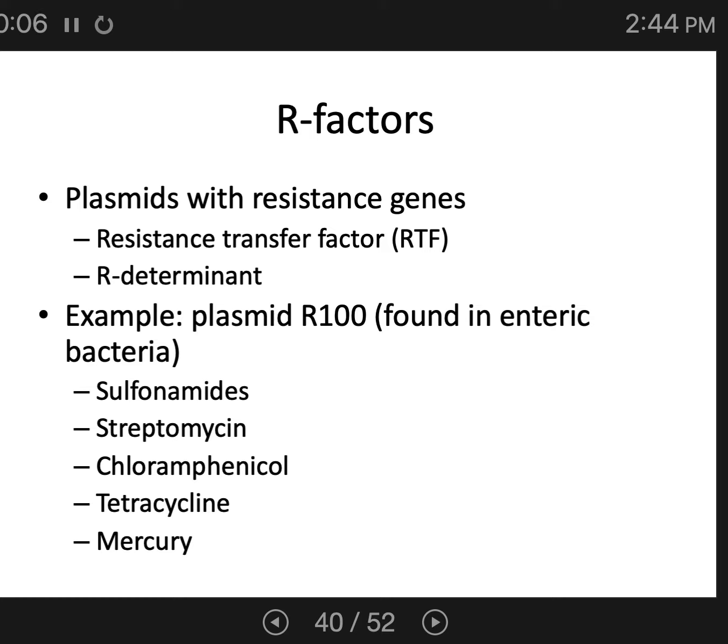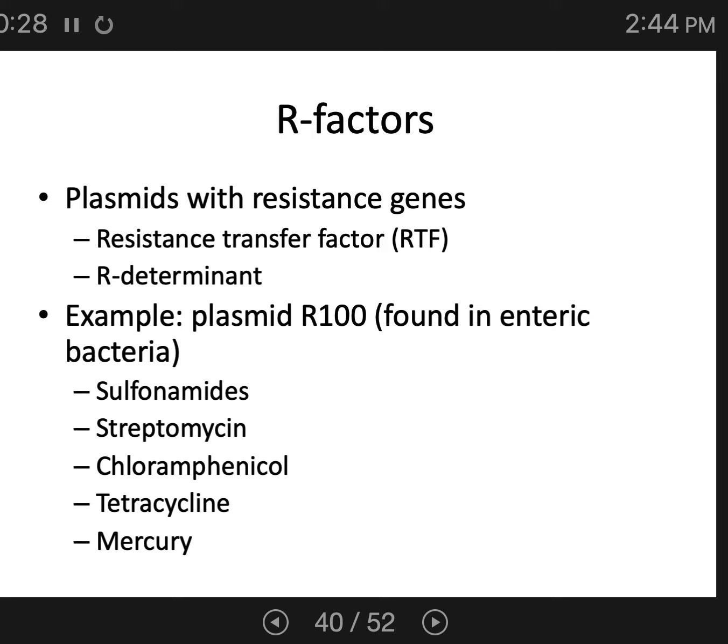I want to talk about R factors. We talked about F factors. F factors are plasmids that code for conjugation, right? R factors are plasmids with resistance genes. And there are two components on these plasmids. There's a resistance transfer factor and there's an R determinant.